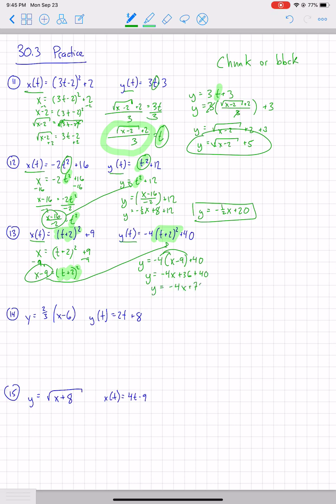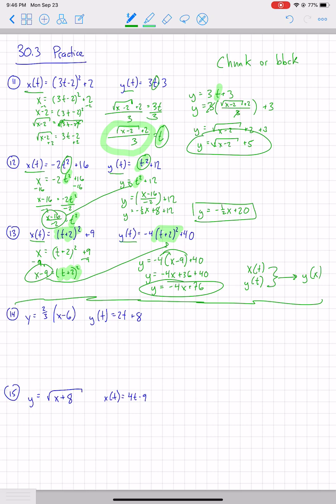So it turns out the one that might look the most scary because it has all this extra stuff in it was actually easier than the one above it, and definitely easier than number 11. All right, so that's all having x of t, y of t, and using both of those to get y of x.